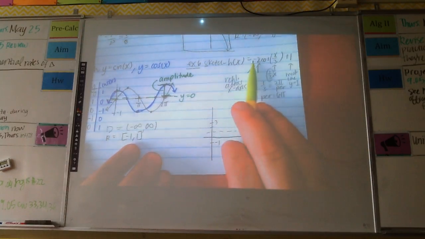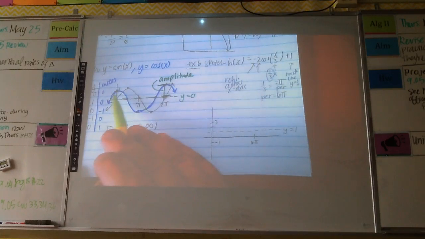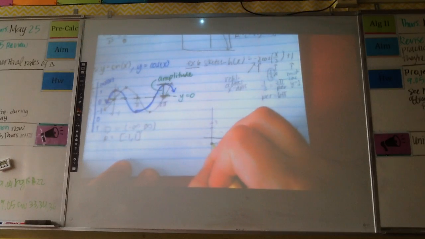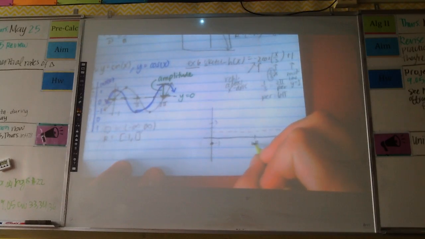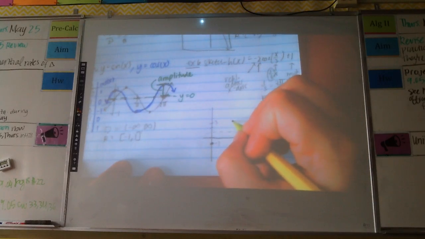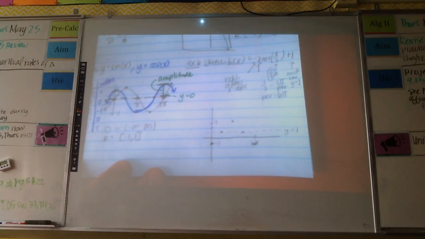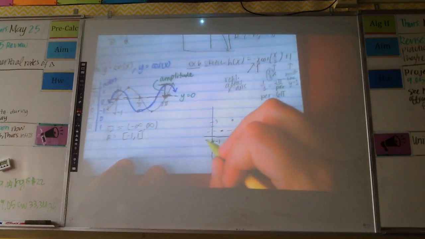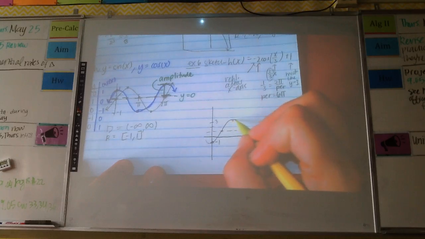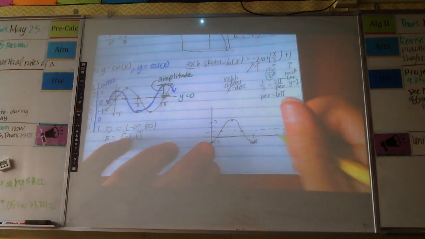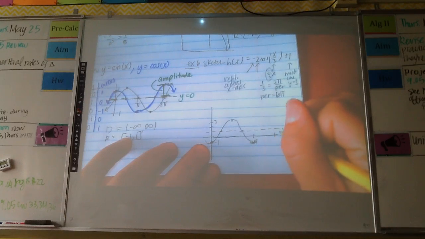Finally, I'm thinking about this negative sign. Cosine usually goes from max to max, but if I flipped it upside down, now it's going to go from min to min in this width of 6 pi. In between the mins will be a max, and then of course you got to hit the midline in between there. I'm going to connect my dots with a nice smooth curve. I could draw another period if I'd like.